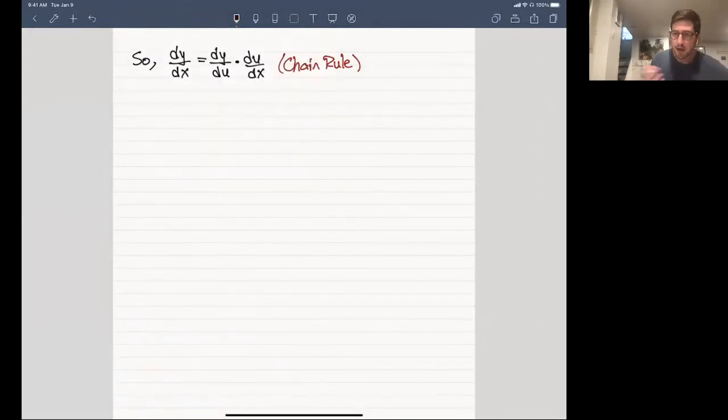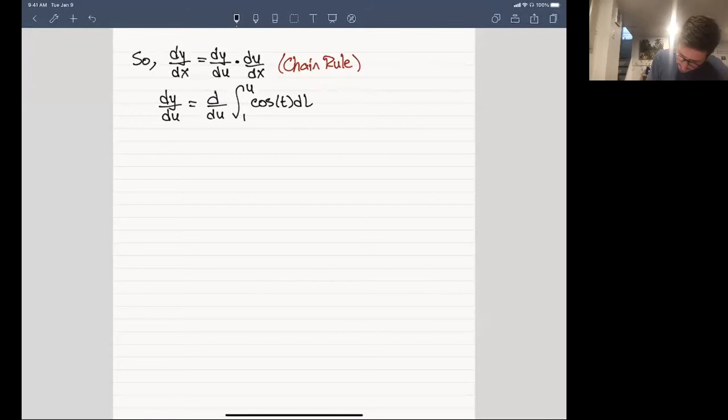Okay, so let's calculate some derivatives. So dy/du is just the derivative of the function, the integral from 1 to u of cos of t dt. Now, this is the fundamental theorem of calculus, right? I dressed it up a little bit. The independent variable is now called u, but that's okay, right? It was called x in the theorem.